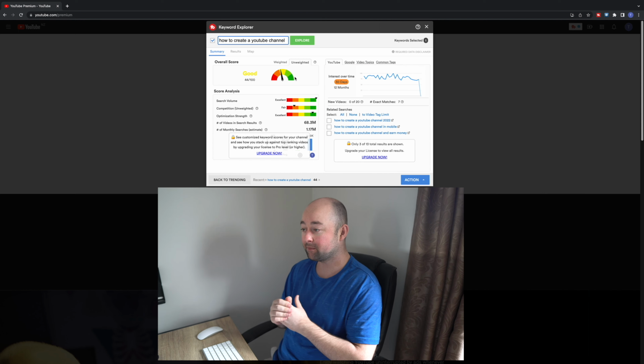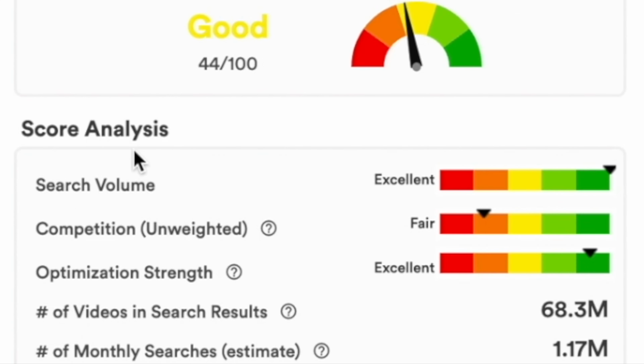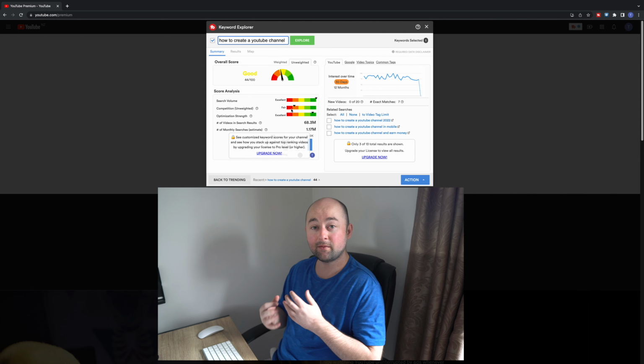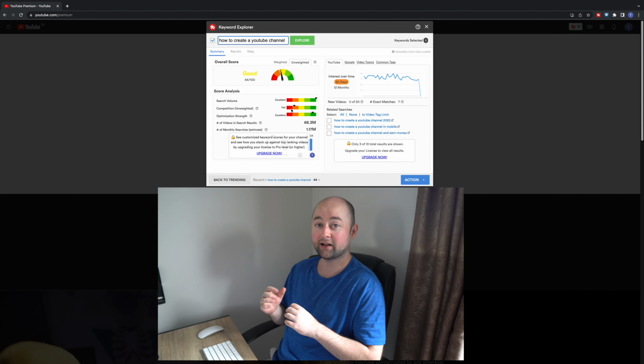Now, the things you want to think about are in the score analysis. We've got the search volume. This tells me straight away this is excellent. It tells me it's a very strong keyword that lots of people are searching for. This tells me this search volume is high. Now the competition, this tells me it's in the orange, which is fair, and this tells me that in terms of competition, this particular keyword is actually going to be very hard to target because it's highly competitive.